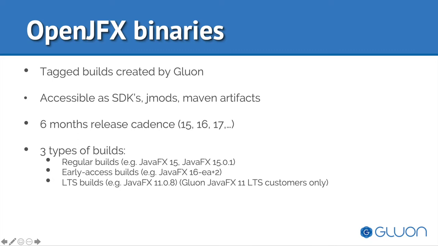The early access builds that we deliver are based on the head of the repository. 16 EA6 is something that we did last week, for example. And this is really a stable build, so this is not experimental. This is stable, or at least should be stable, and we highly recommend developers using those. And then we have the long-term support builds, 11.0.8, 11.0.9, 11.0.10. So all the important bug fixes and especially security fixes are backported to 11, and those are available to the Gluon JavaFX 11 LTS customers who actually fund an important part of the development of OpenJFX.